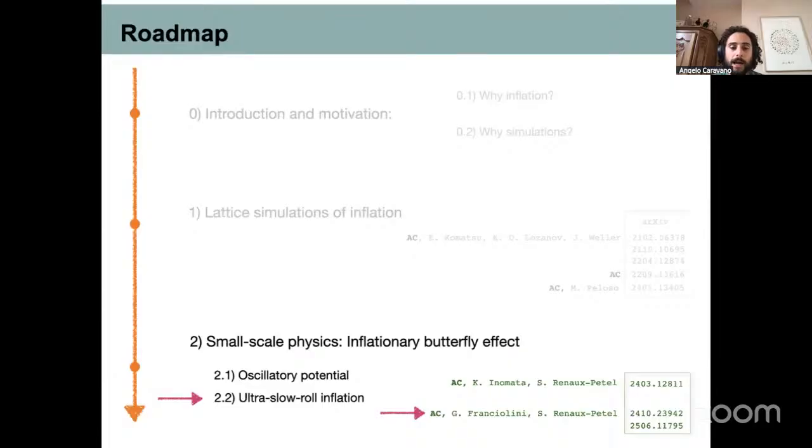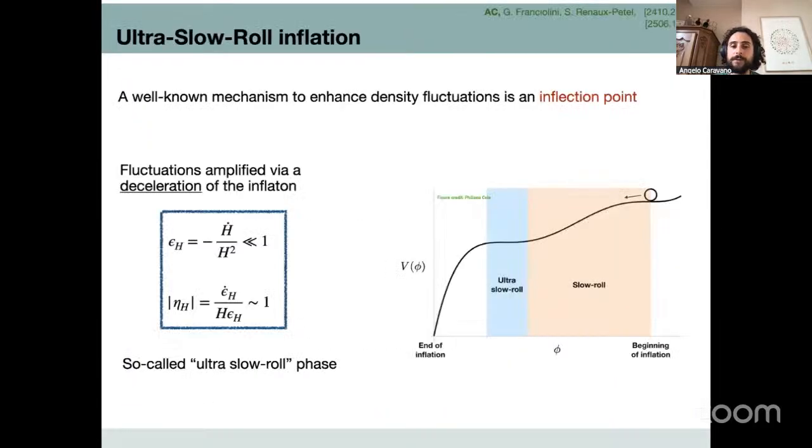Now, I will not talk about ultra-slow-roll inflation. I'll just briefly mention that it's another well-known mechanism to enhance fluctuations, with an inflection point in the potential. And because we wanted to understand how general these conclusions are, we also studied these models. And we also understood that there are important effects beyond linear perturbation theory when trying to describe these systems. You're welcome to have a look at our work. Here, I don't have the time to go into the details of this. I think that at this point, in the interest of time, I can just move straight to the conclusion.